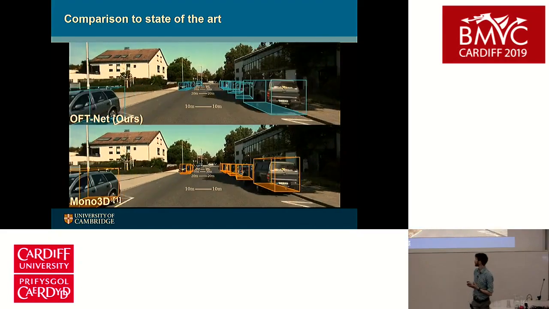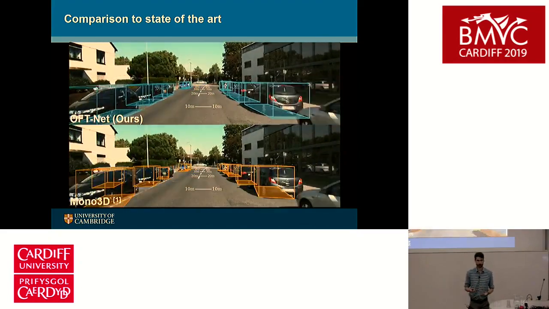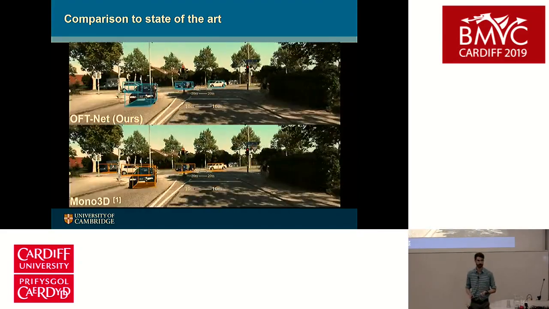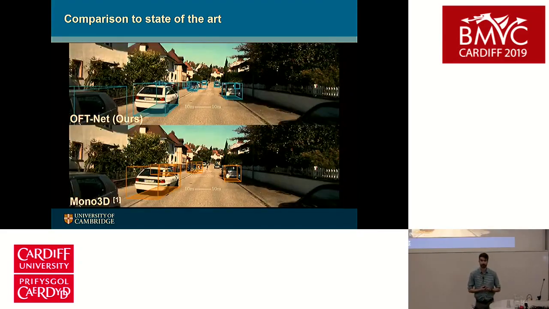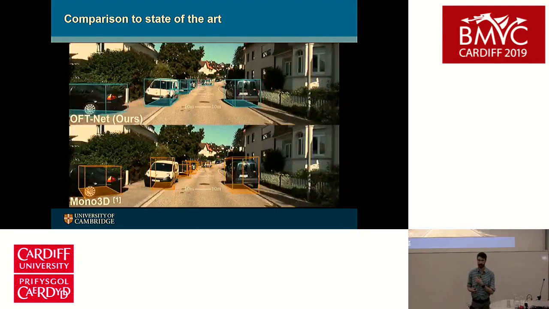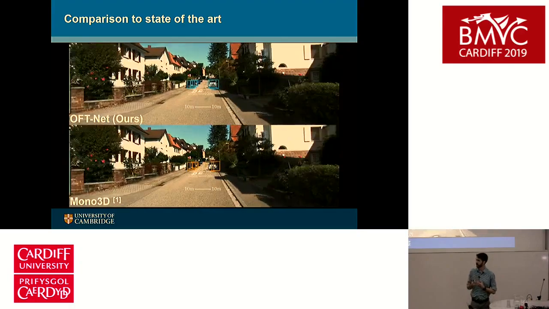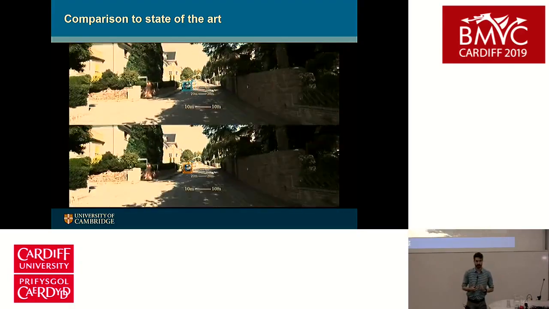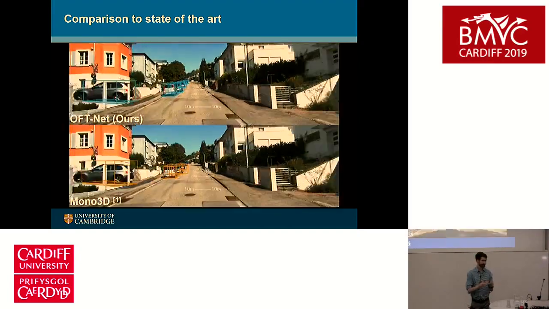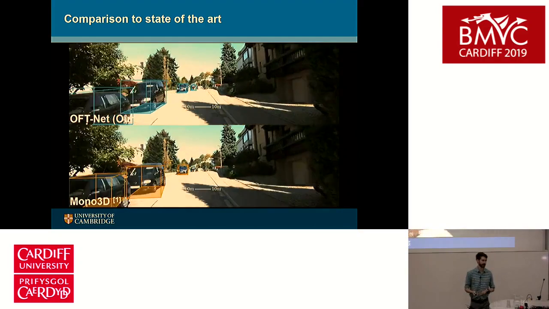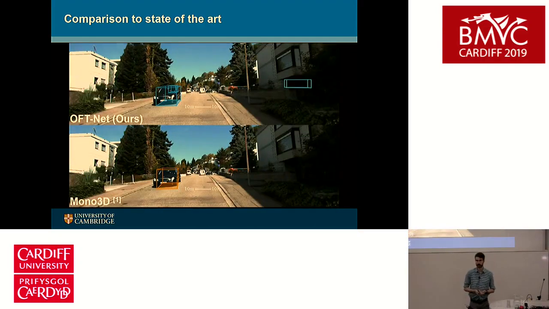Okay, here's another example where we're comparing against what was at the time the state-of-the-art approach. This was the Mono 3D work by Raquel Urtasun's group in Toronto. It may be a little hard to pick out from these videos, but one of the real strengths of our approach is that it's really good at detecting far-away objects. If you look at an individual object, you can see that our detector pops up a couple of seconds or so before Mono 3D does. So that's one of the advantages of our approach.